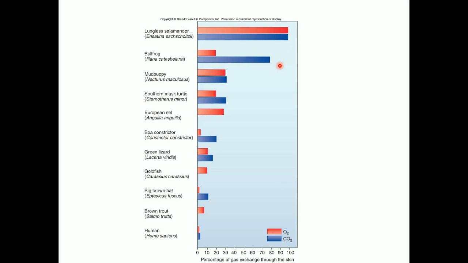Now in the bullfrog we see that yes, carbon dioxide is exchanged a lot. Oxygen is to a much lesser degree. And this means that these bullfrogs require lungs to a large degree to assure a steady supply of oxygen to body tissues. The mud puppy still exchanges carbon dioxide and oxygen almost at the same level through the skin. About 30 to 40% is still exchanged.